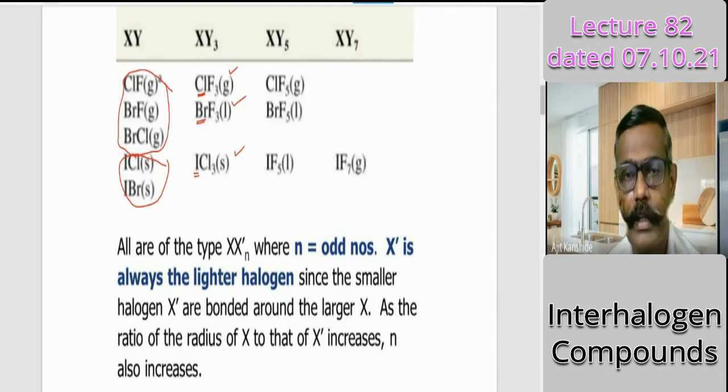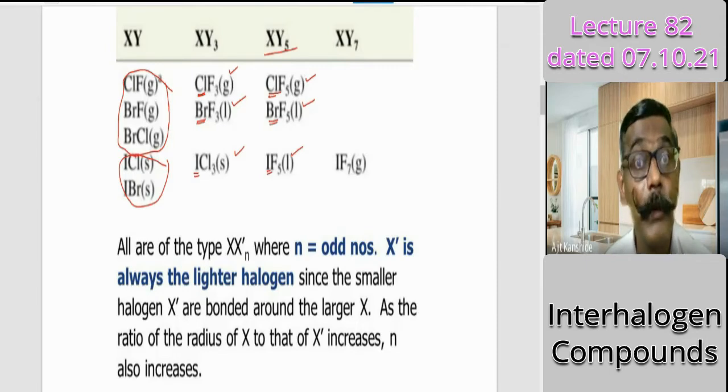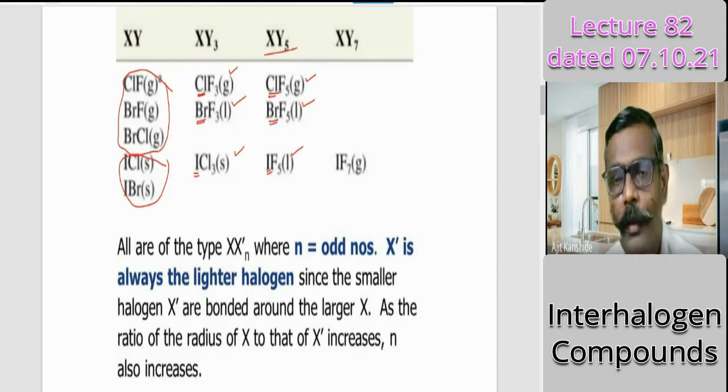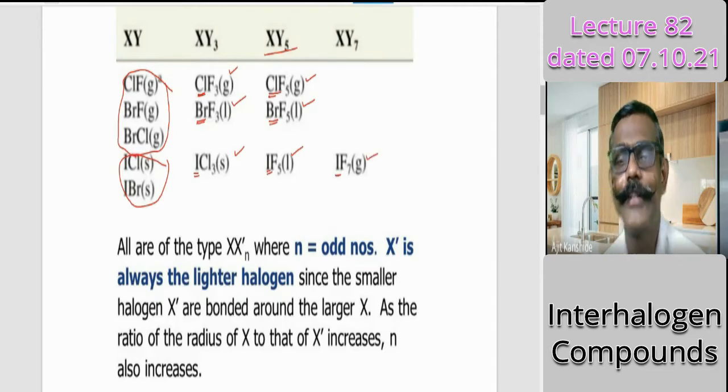Here also pay attention. XY5: where chlorine is the central atom, it is gaseous in nature. Bromine as the central atom is liquid in nature. Iodine as the central atom is expected to be solid, but it is liquid. Therefore, as I said previously, it can be solid or it can be liquid, but it will not be gaseous in nature. But about IF7, where iodine is the central atom, it is gaseous in nature.